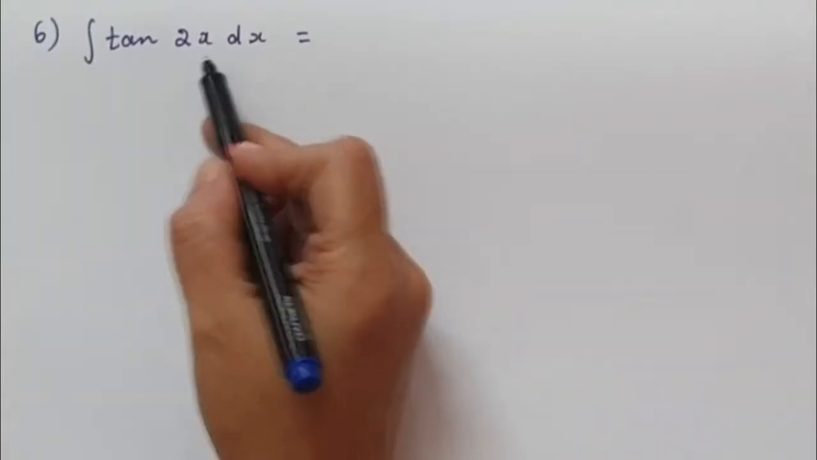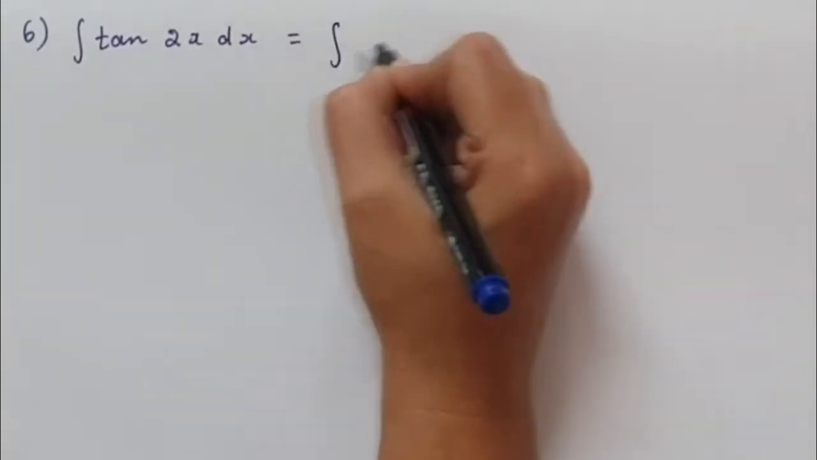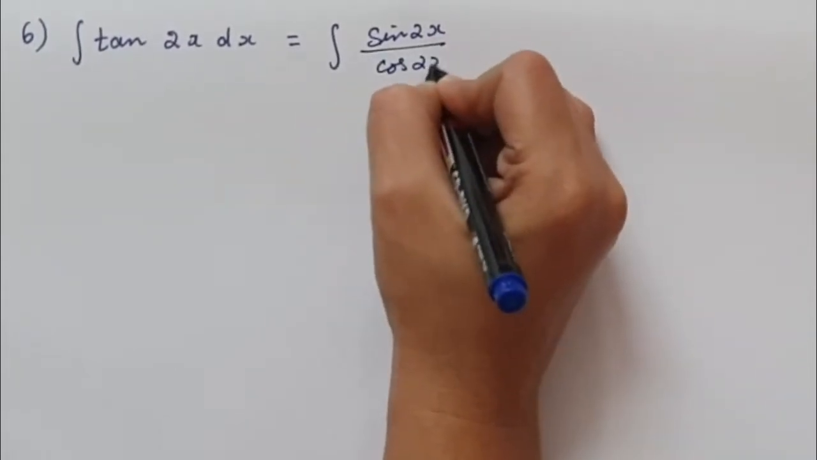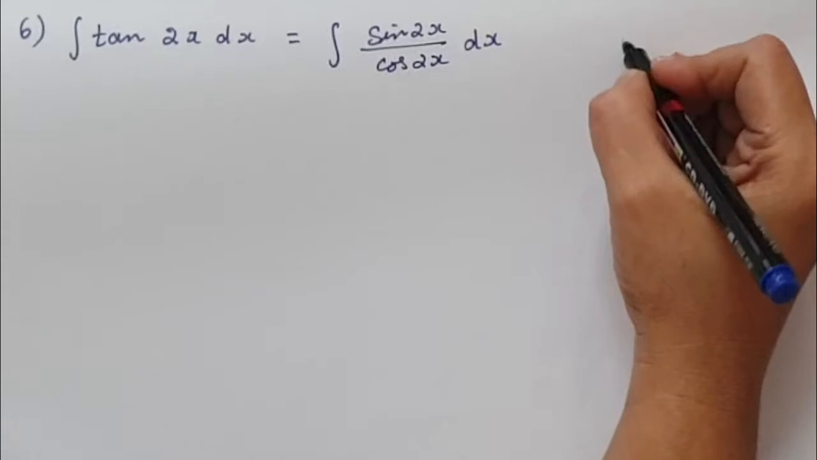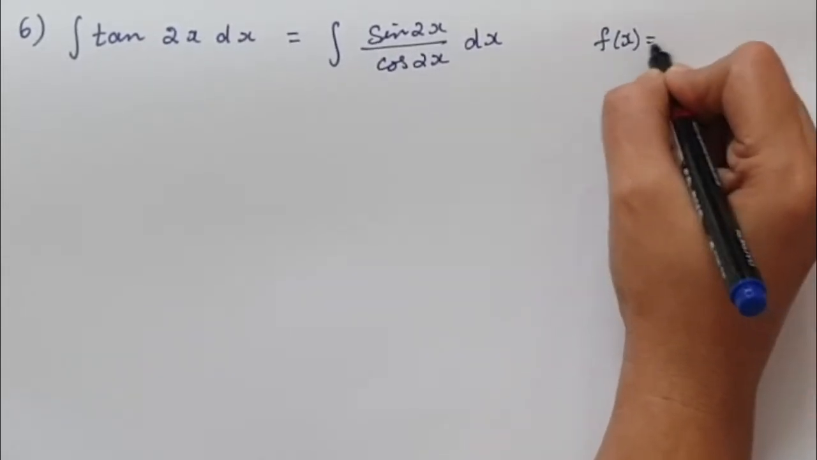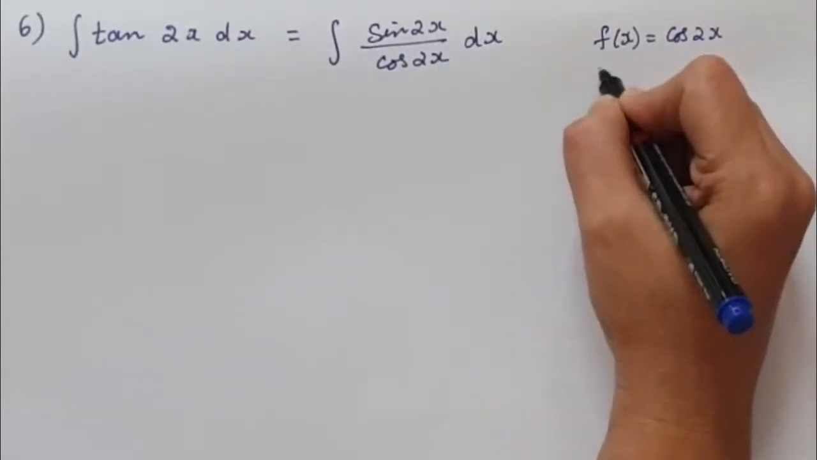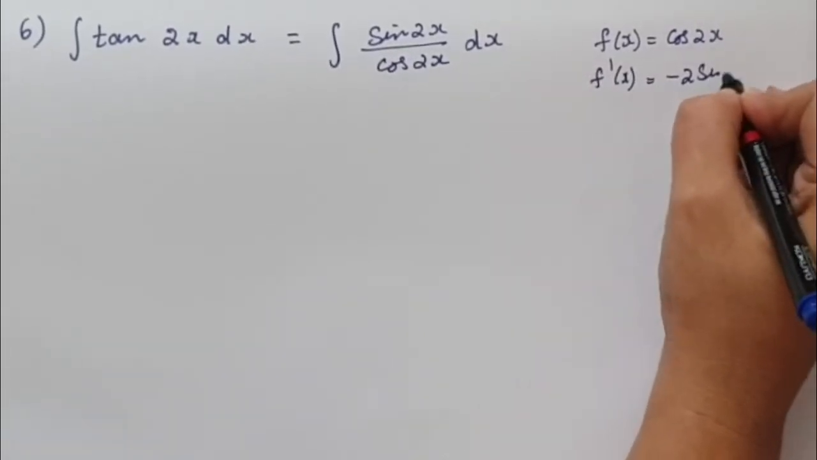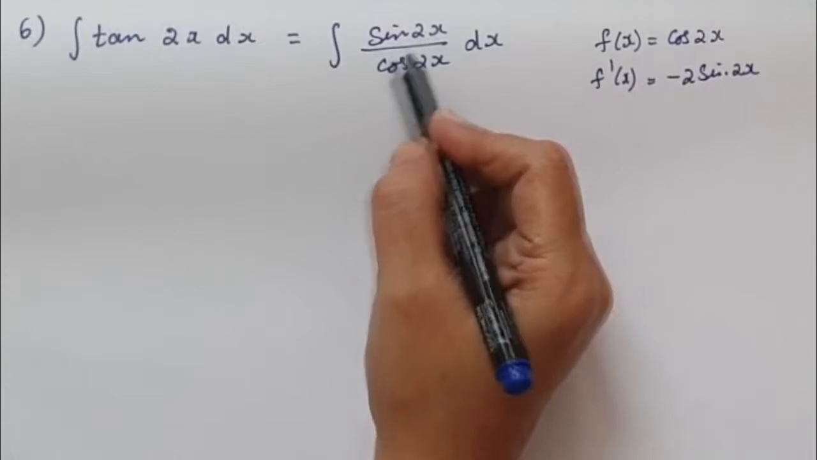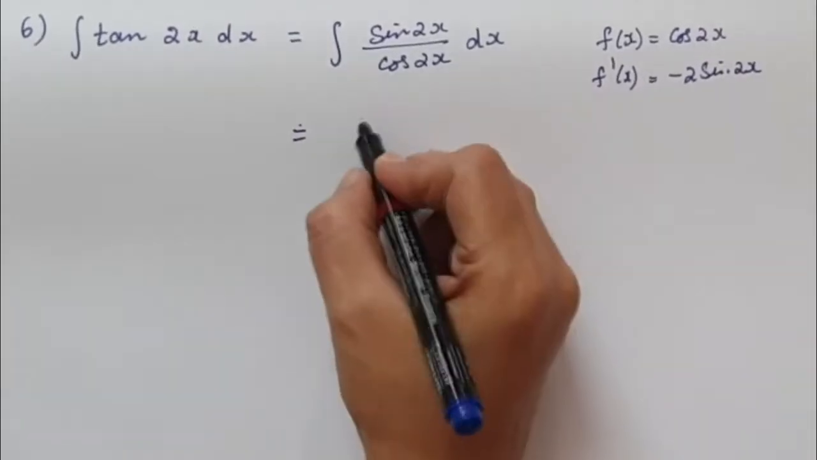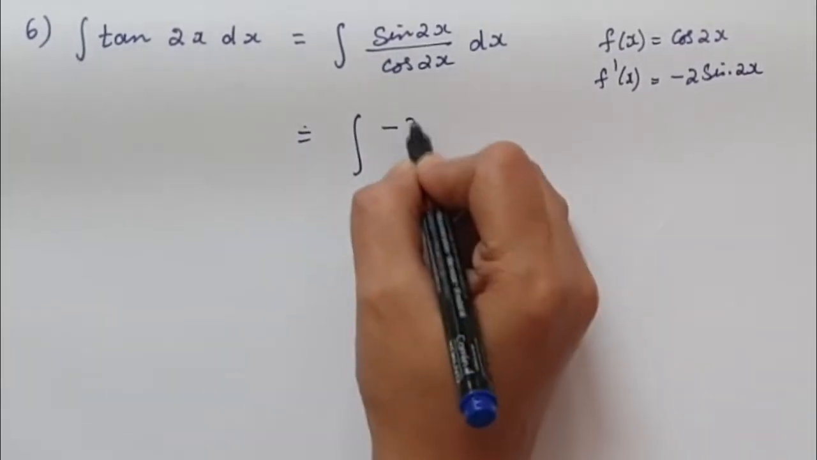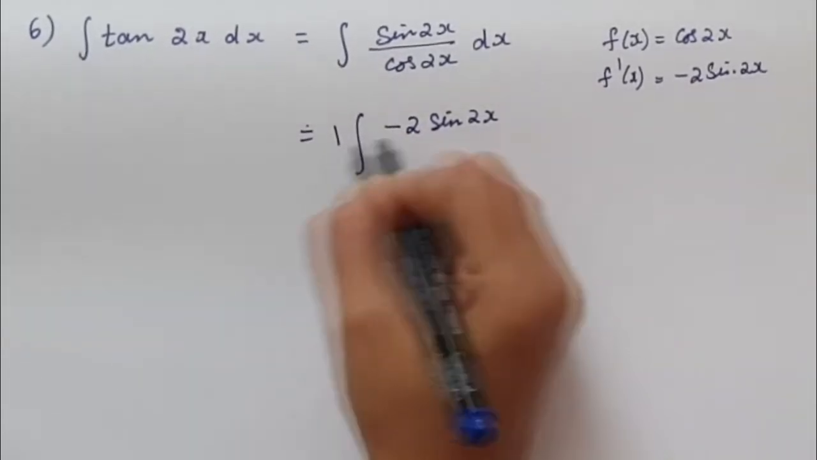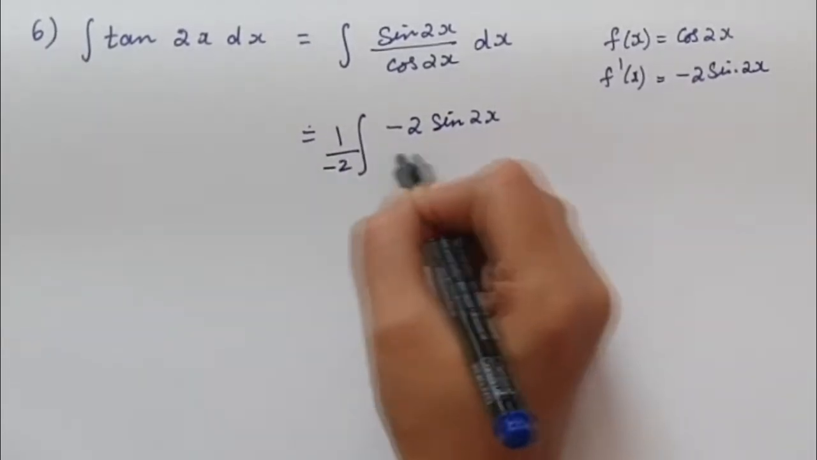Now integration of tan 2x dx. Tan 2x can be written as sin 2x over cos 2x dx. Now our f of x, the denominator, we take cos 2x. Now f dash of x will be equal to minus 2 sin 2x. So here we need a minus 2. So this can be written as minus 2 sin 2x. When I am including a minus 2, I have to divide by minus 2.